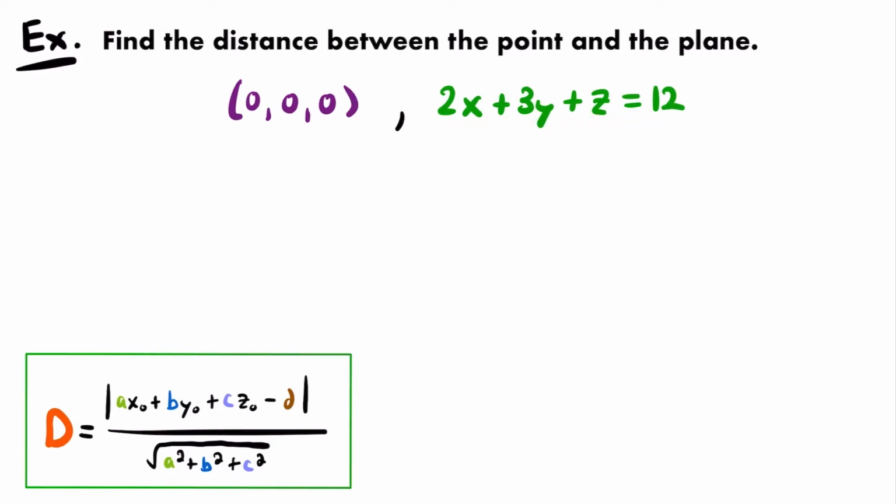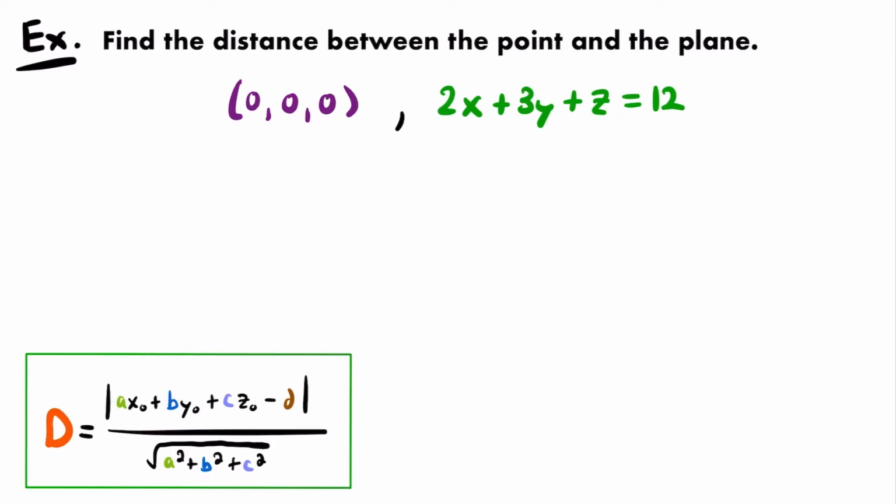All right, and so if we want to find the distance between this point and this plane, we need to use this distance formula, and in order to set this up, we need to know what the values of a, b, c, and d are from our plane. We know that x sub 0, y sub 0, and z sub 0 are the coordinates of our point, but we still need to identify a, b, c, and d.